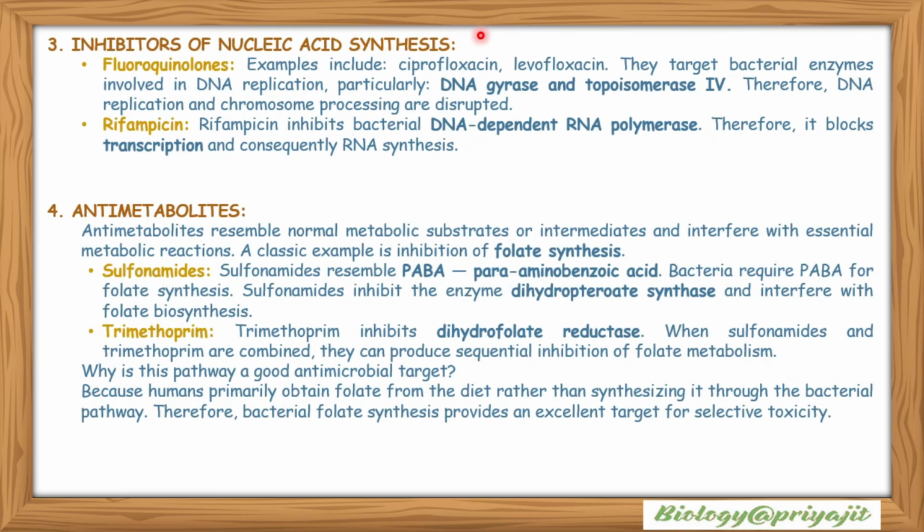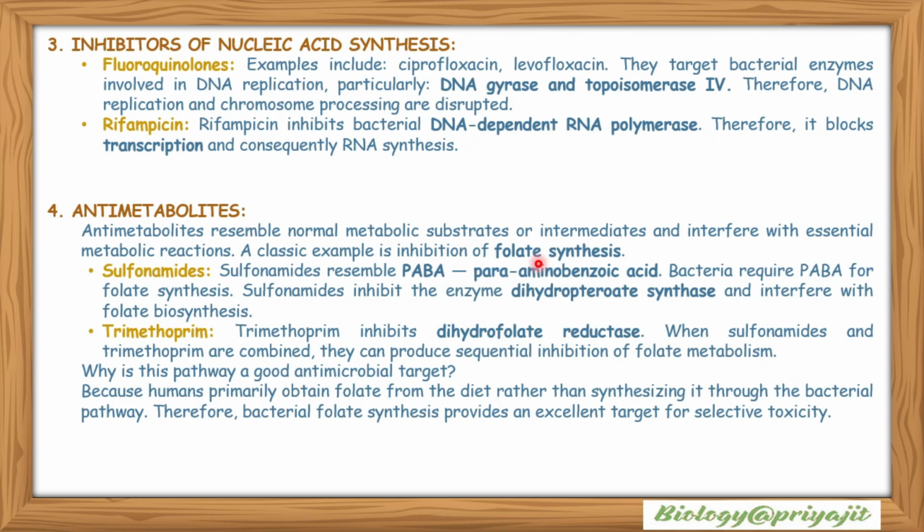Inhibitors of nucleic acid synthesis, fluoroquinolones. Examples include ciprofloxacin, levofloxacin. They target bacterial enzymes involved in DNA replication, particularly DNA gyrase and topoisomerase IV. Therefore, DNA replication and chromosome processing are disrupted. Rifamycin inhibits bacterial DNA-dependent RNA polymerase. Therefore, it blocks transcription and consequently RNA synthesis.